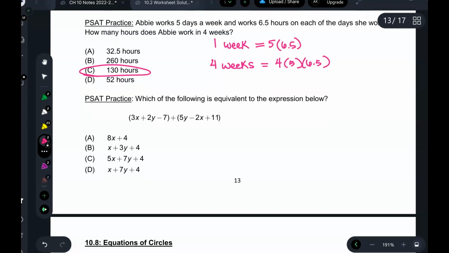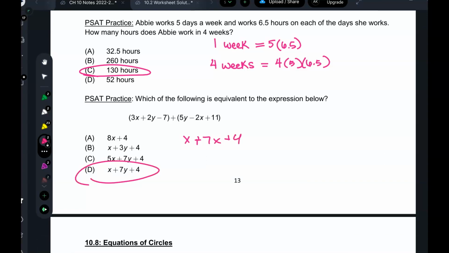Okay. Oh, this is so easy. Which one is equivalent to the expression below? What do we have to do? Combine like terms. So 3x minus 2x. Oh yeah, I would ace that question. That's the only question that we did. What do you do in the PS?